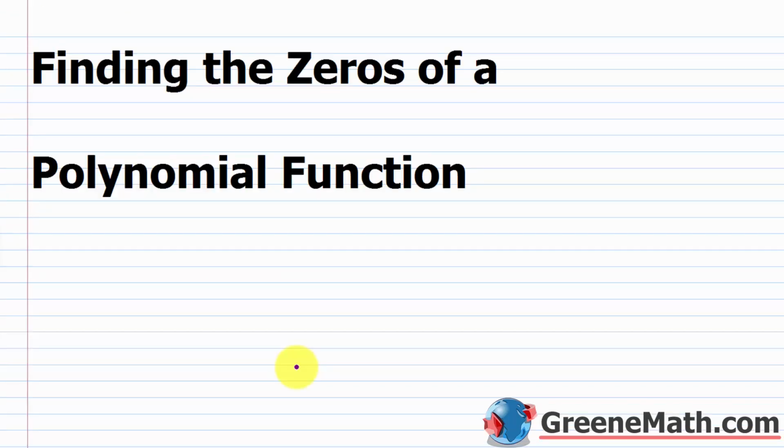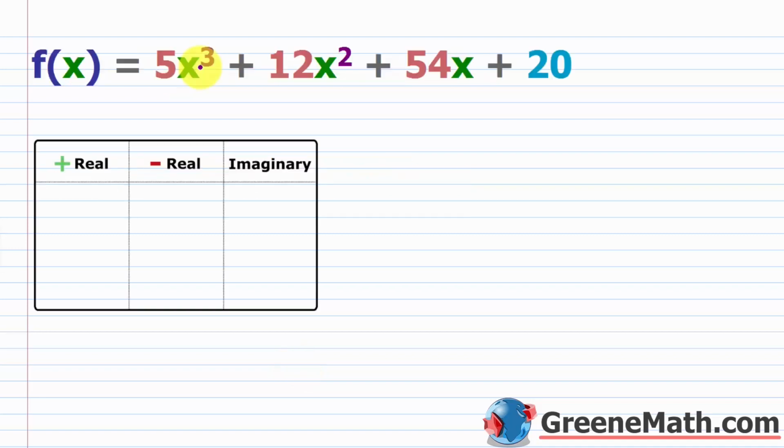In this lesson, we want to talk about finding the zeros of a polynomial function. All right, so now it's time to take all the things we've been talking about over the last few lessons and apply it to a real world example. So we have f of x equals 5x cubed plus 12x squared plus 54x plus 20. So if you got this problem on your test and your teacher said, find the zeros for this polynomial function, what would you do? Well, there's a lot of different strategies that you can employ here.